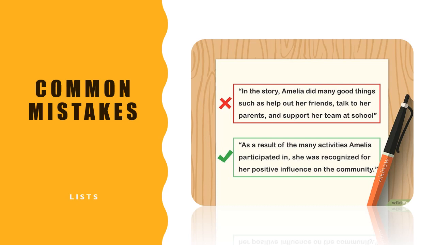Rather than stating something like, in the story, Amelia did many good things such as help out her friends, talk to her parents, and support her team at school, say something like, as a result of the many activities Amelia participated in, she was recognized for her positive influence on the community. Again, restructuring your sentences will solve a lot of these problems.